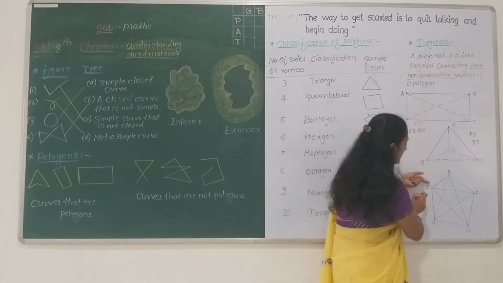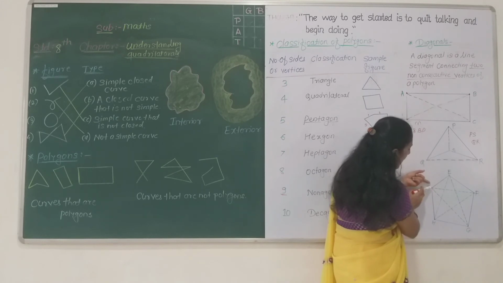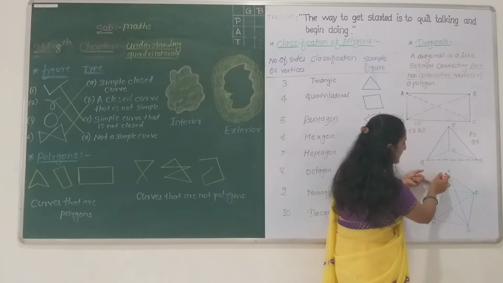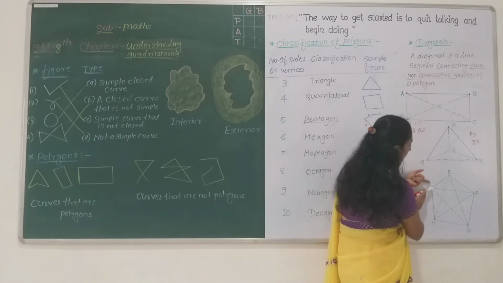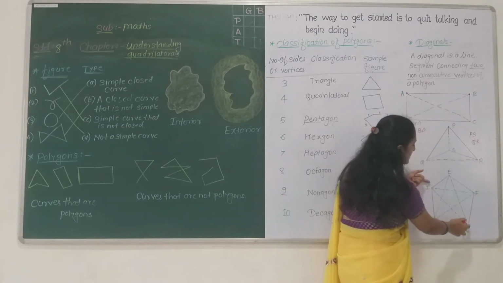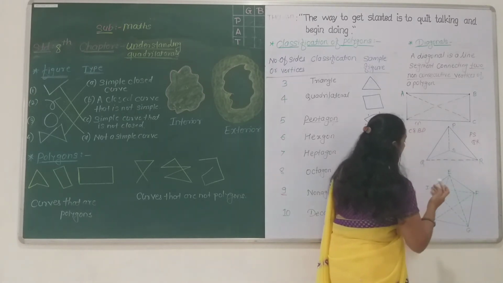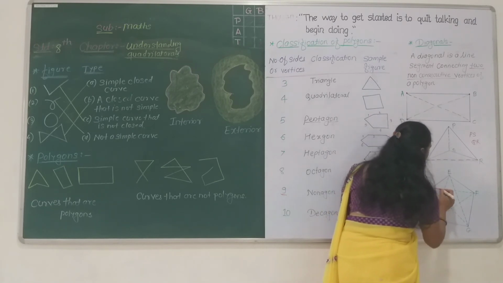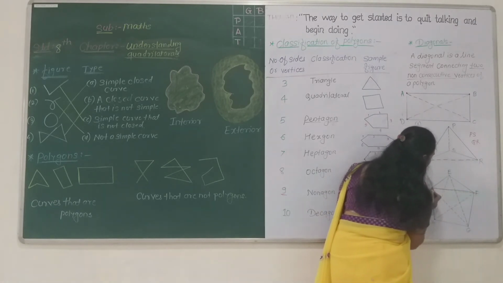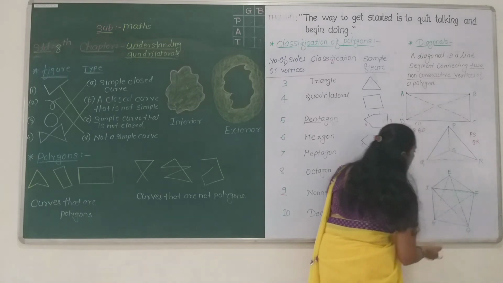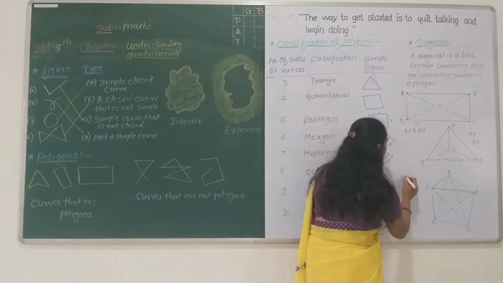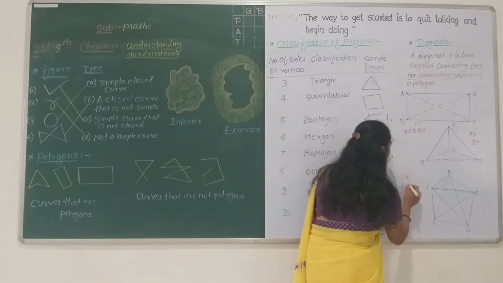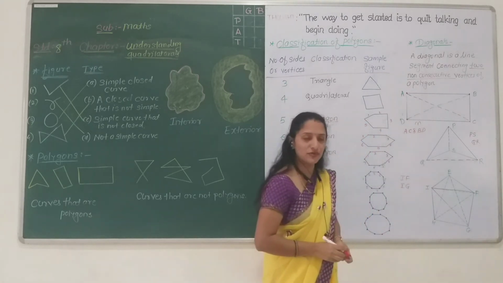Here. Look at here. The vertex I is connected with H and E. That means I is not connected with F and G. So that is IF and IG. IF and IG are the diagonals here.